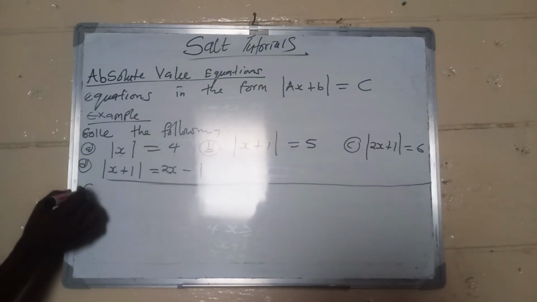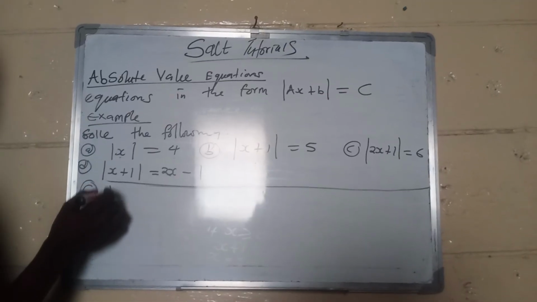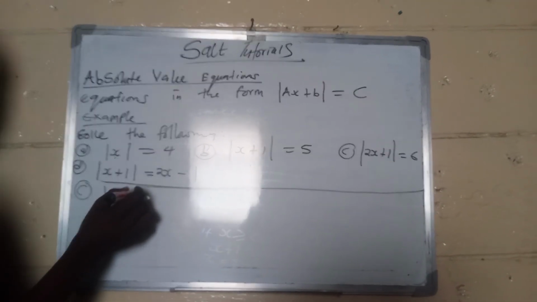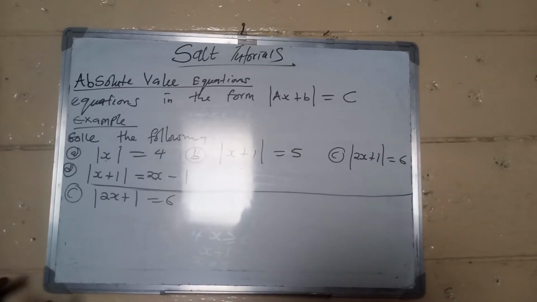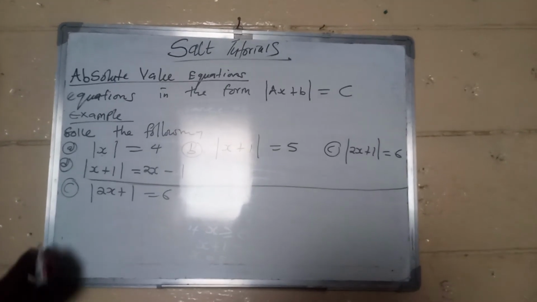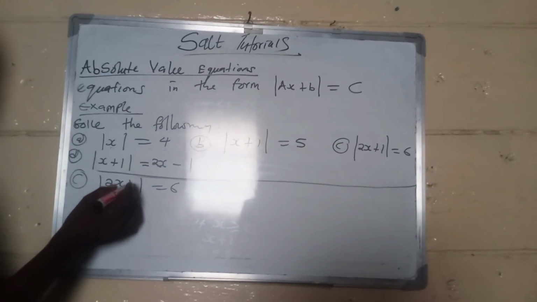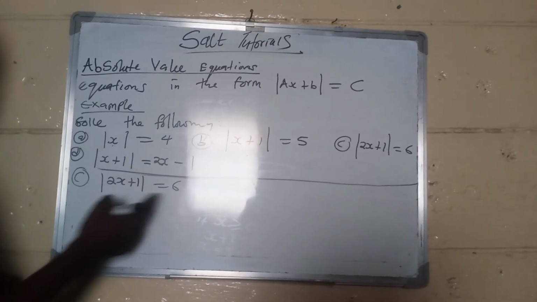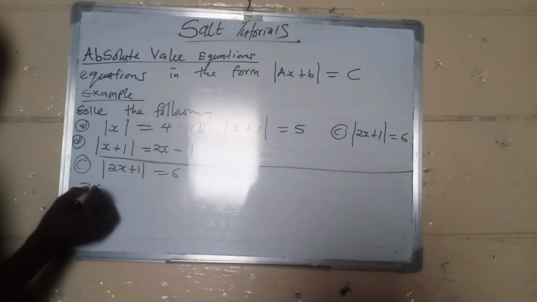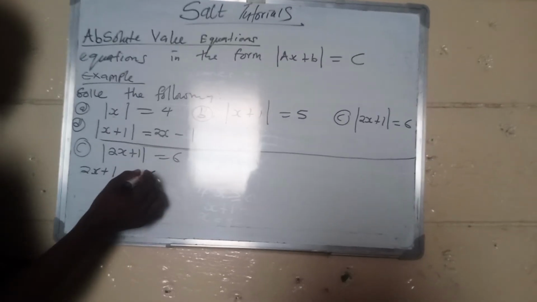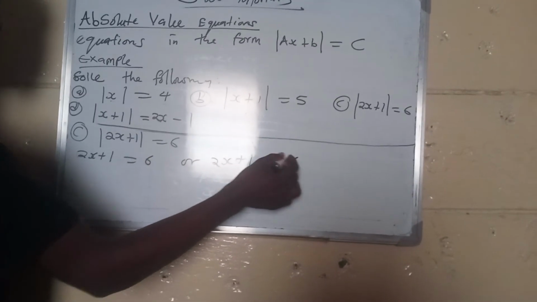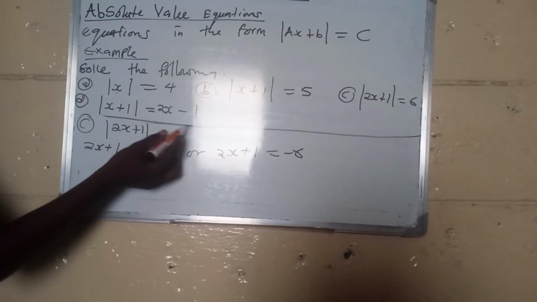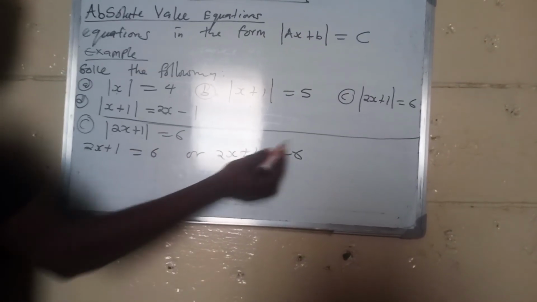So we're looking at C now, where C is simply saying that the absolute value of 2x plus 1 should be equal to 6. The same information as we used in B is what I'm going to do with C. So what are we simply saying? Whatsoever is in the absolute value, 2x plus 1, should be equal to 6, or 2x plus 1 should be equal to -6. What is inside here can be +6, or what is inside here can be -6.